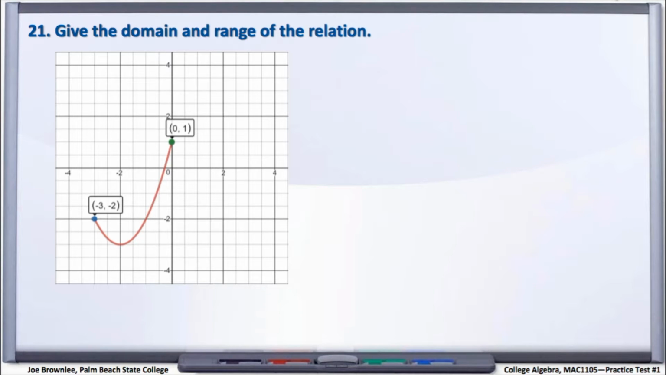So here with number 21, we're asked to give the domain and range of the relation. So you'll recall that domain refers to the x's. So we're going to find out what are the possible x values of this relation. And then we want to find the range, which refers to the y values. So we're then going to find the possible y values of this graph.